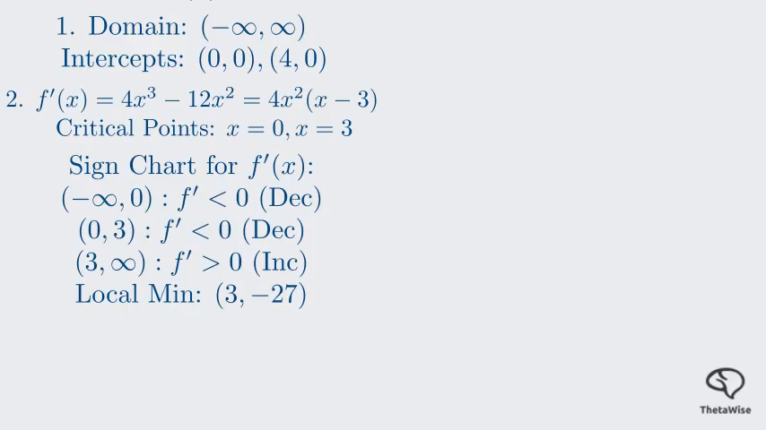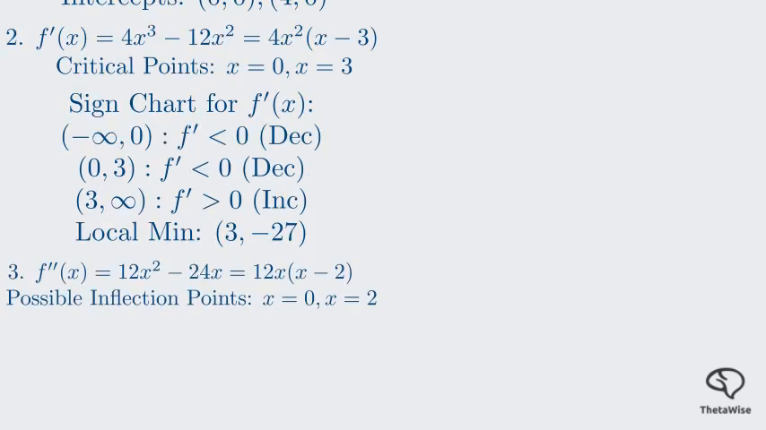Now, the second derivative, f double prime of x equals 12x squared minus 24x. The possible inflection points are at x equals 0 and x equals 2.